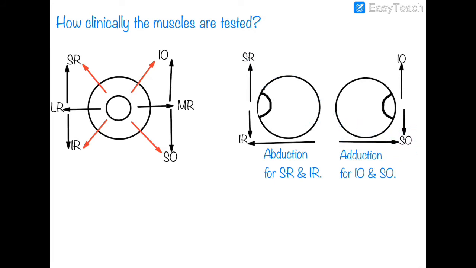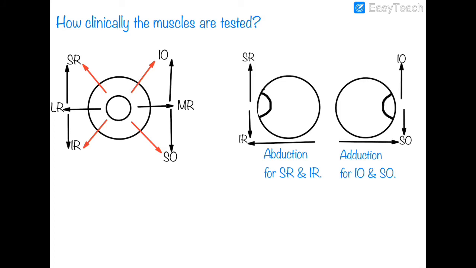So this is how we get the positions in which during clinical tests the eyeball is asked to move. That is, for testing the superior rectus, it is asked to move upwards and laterally, for inferior rectus downwards and laterally, for inferior oblique upwards and medially, for superior oblique downwards and medially, and the normal conventional for medial rectus to turn medially, for lateral rectus laterally.